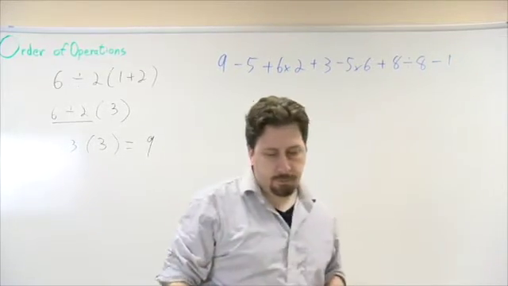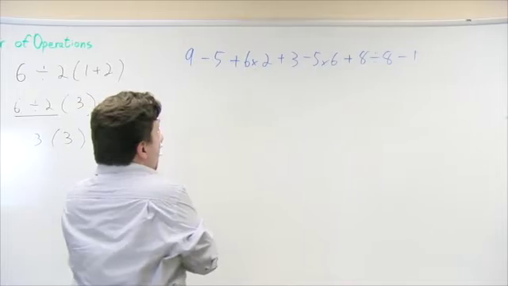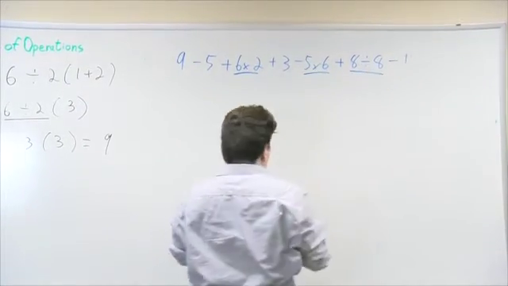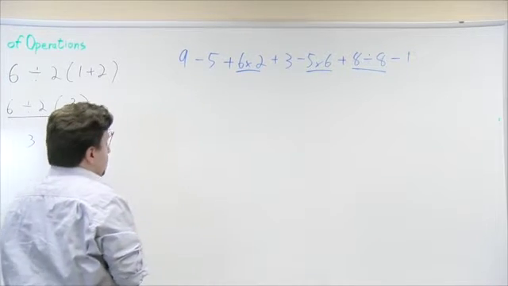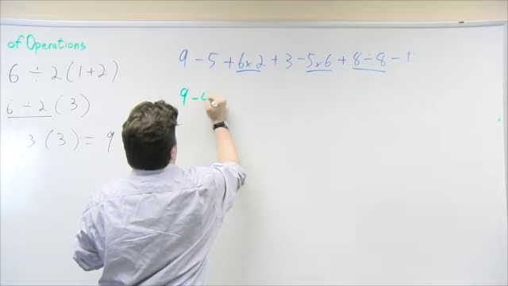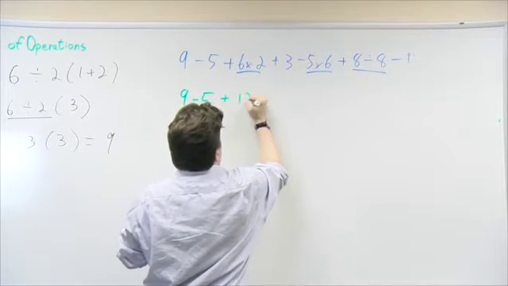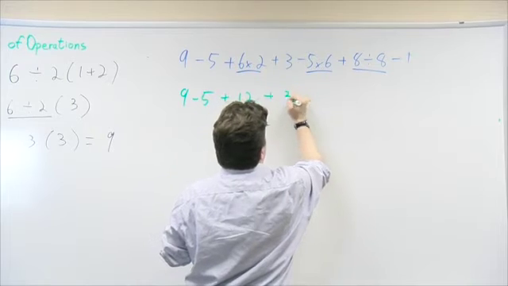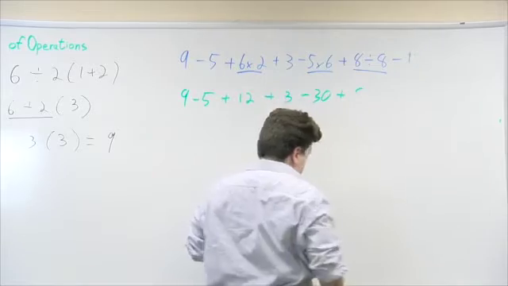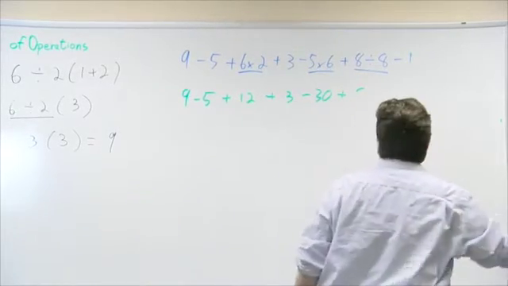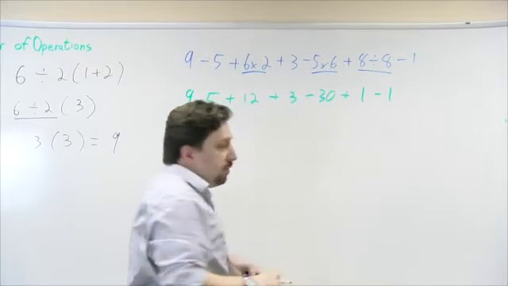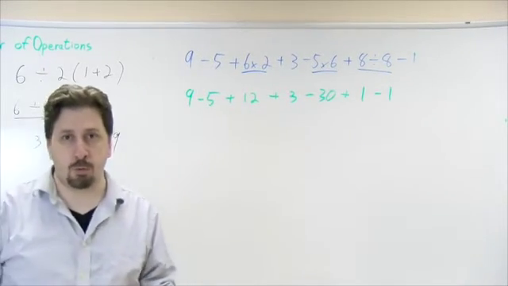Alright, now, in this case, we know that we're going to be doing our multiplication and division first. So we're going to be doing those guys. And that's going to give us 9 minus 5 plus 12 plus 3 minus 30 plus 1 plus 1 minus 1.